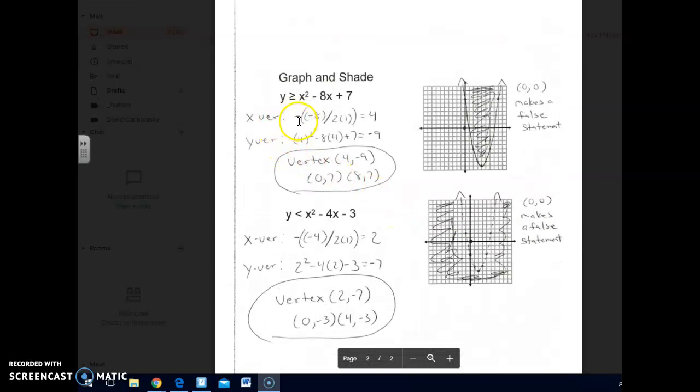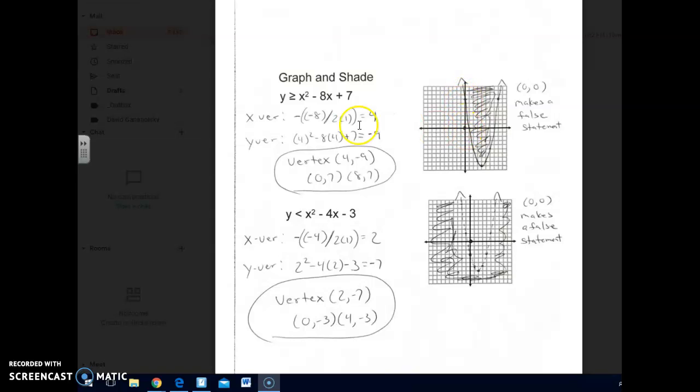Here, my vertex is negative 8 over 2 times 1, so it's a positive 4. I plug 4 in for x. 4 squared minus 8 times 4 plus 7 is a negative 9. My vertex is 4, negative 9. My y-intercept 0, 7. I went left 4. I got to go right 4, so 8, 7 is my other point. It's greater than or equal to, so it's a solid line.